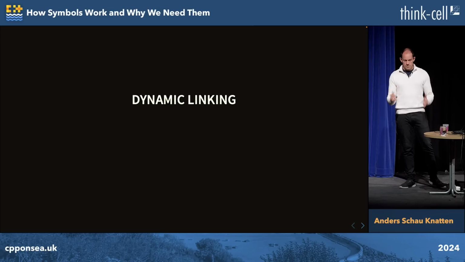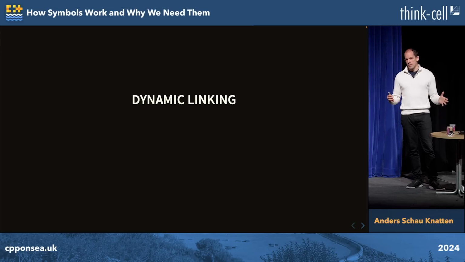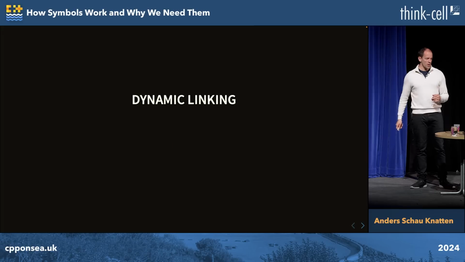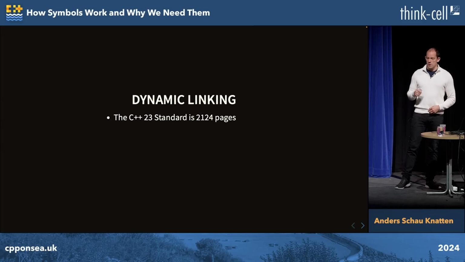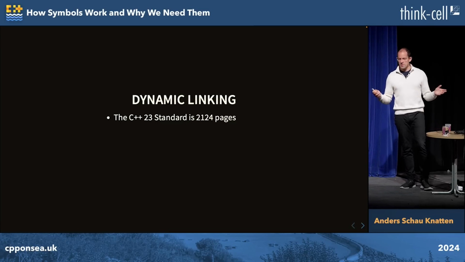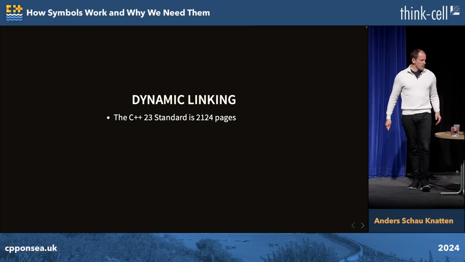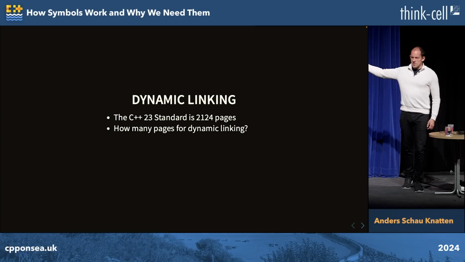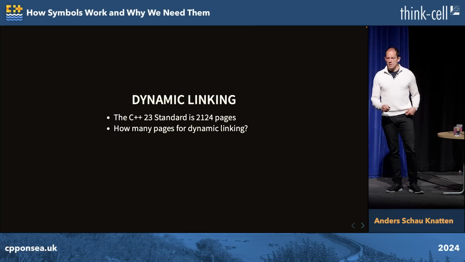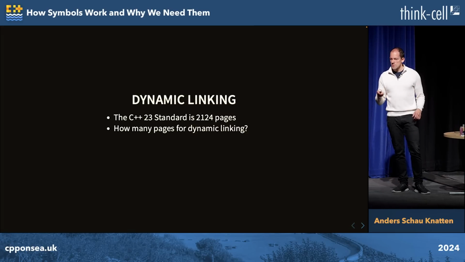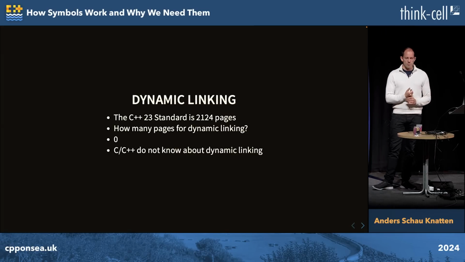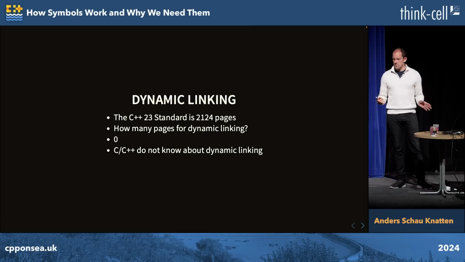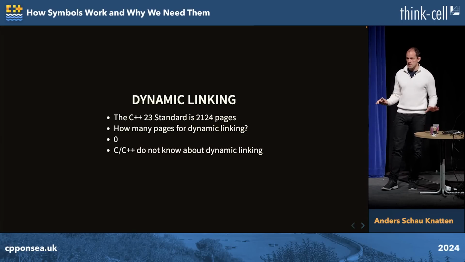Now, dynamic linking. I have to talk about that as well. Static linking is simple, kinda. Dynamic linking is much more complicated. The C++23 standard is 2,124 pages long. And I'm sure the C standard, I don't read it, but it's also probably pretty long. So how many pages out of these are needed to describe dynamic linking? Zero? That's very few. And that's correct. C and C++ do not know anything about dynamic linking. So if someone has ever told you, I have a DLL for you, I have an SO file for you, they're lying, they don't exist.